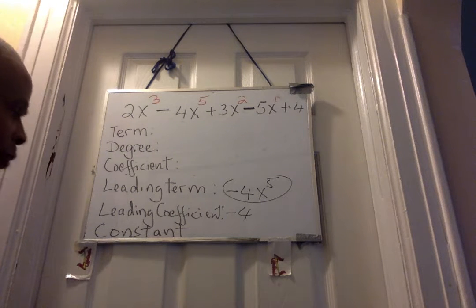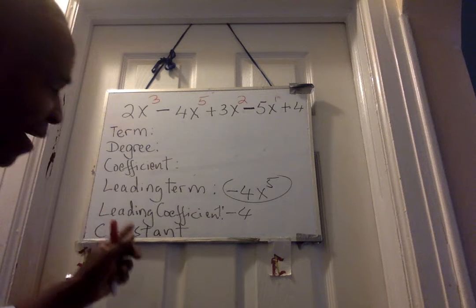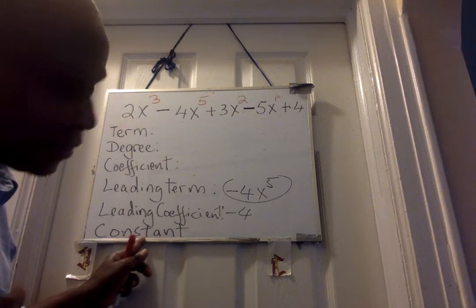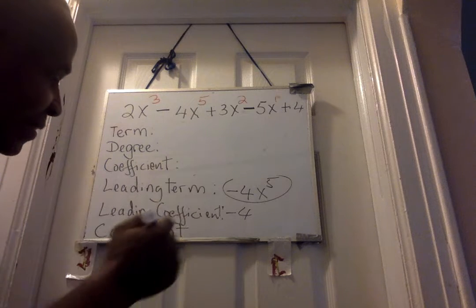Okay? So, constant. The constant stands alone. It stands by itself. It doesn't have a letter next to it. There it is, 4. That's the constant, 4.